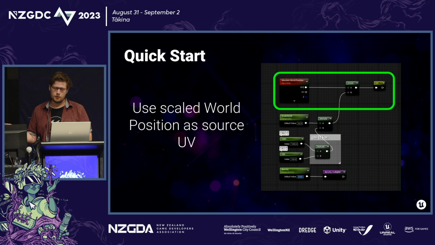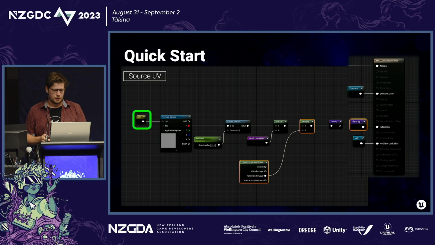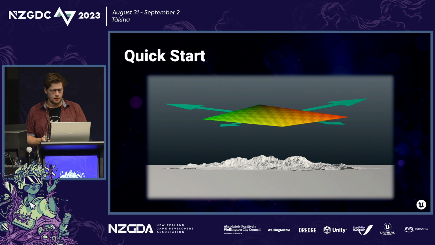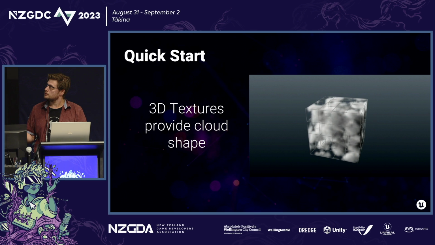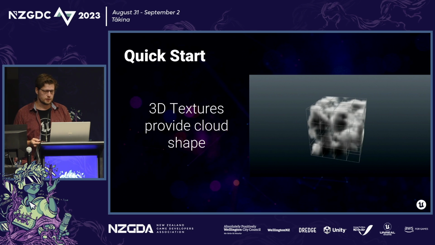Here we're given the world position at the point in the ray marching stage, and we want to fit a UV value so we can sample some textures. That means taking world position and mapping it to a 0 to 1 UV value. So here we have our source UVs, and that can be visualized quite easily just as a span across the world in X and Y. And then we have these 3D textures which we will use as the basis for our rough cloud shapes.